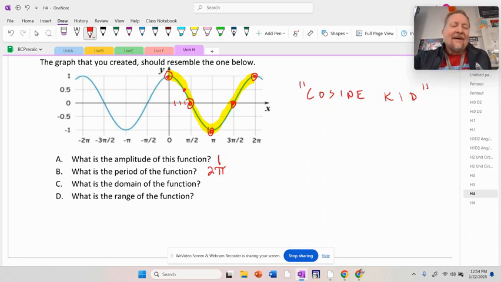Anyway, what's the domain? All real numbers. Let's not be lazy. It's all real numbers, so it's negative infinity to infinity. And then what's the range? It's -1 to 1. Got it?